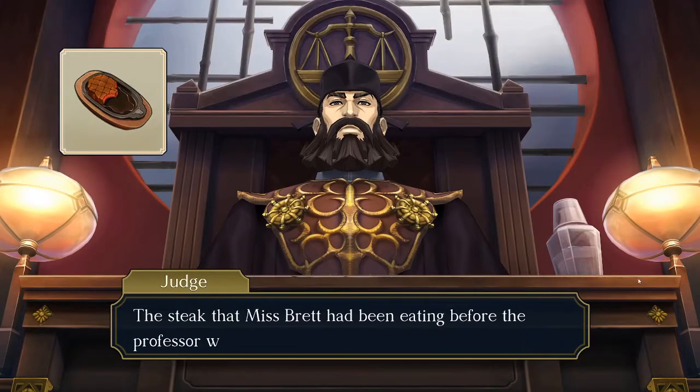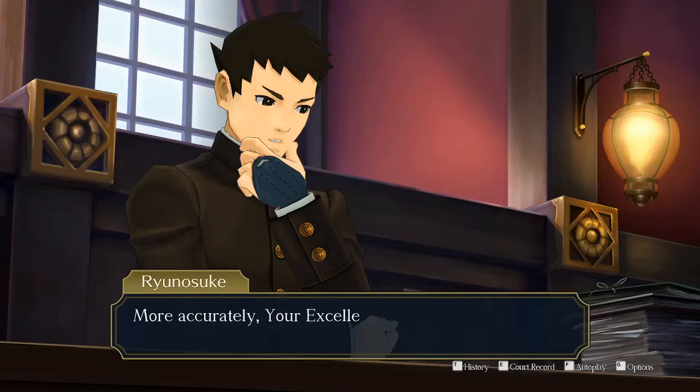The steak that Miss Bread had been eating before the professor was killed. Yes. Go on. More accurately, Your Excellency.